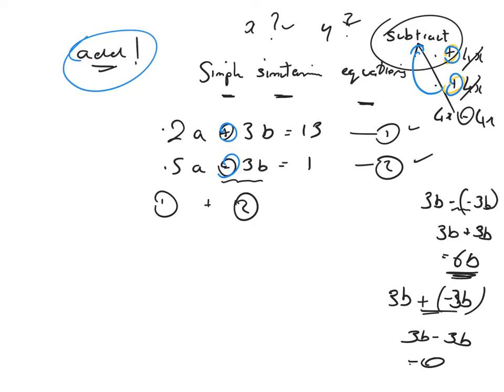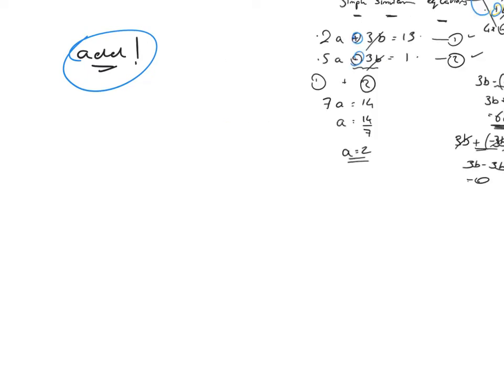Okay, equation 1 plus equation 2: 2a plus 5a is 7a. 3b plus minus 3b, well, that gives me 0, that cancels out. And then 13 plus 1 is 14. I'm now going to bring this 7 down and divide, and that will be a equals 14 over 7, and a is equal to 2.